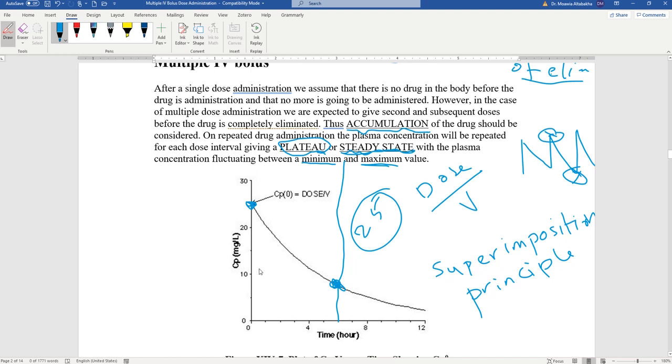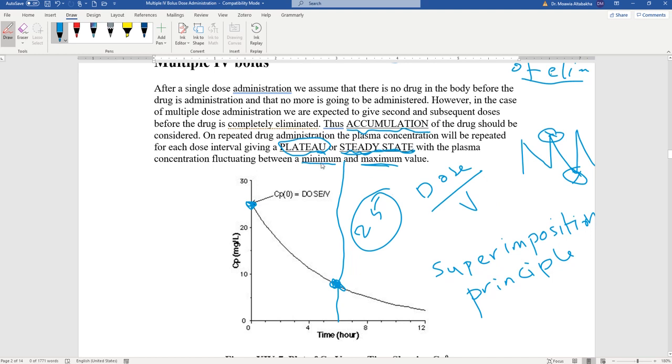Okay, but before this stage, before we reach the steady state, the dosing rate that we give is more than the elimination rate. That is why the concentration keeps increasing. But when we reach this stage, what happens? The rate of input equals the rate of output.